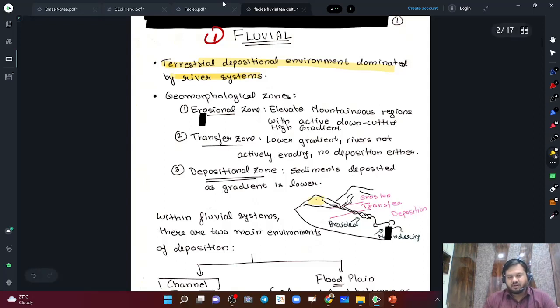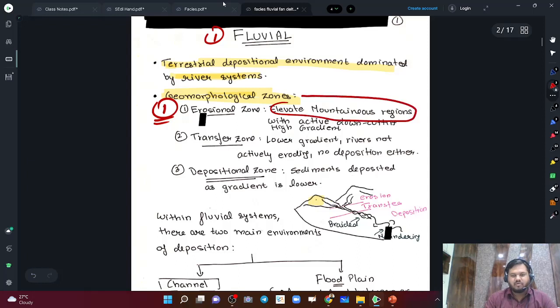This is mountain. So mountain के पास, like, firstly vis-a-vis a river, geomorphological zones of a river system, right? So a river has three geomorphological zones. The first zone is the zone of erosion. So this is a zone which is present in the mountain region, right? So these are present in the elevated mountain region. River is mostly doing erosion, right? And there that river is doing active down cutting, and here the gradient is high. The second one is transfer zone.